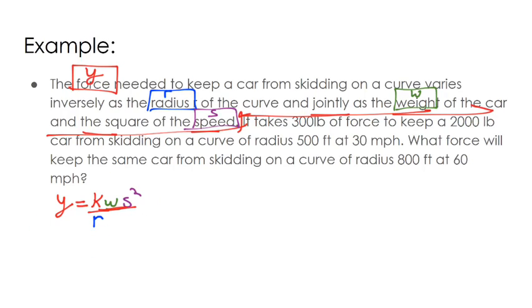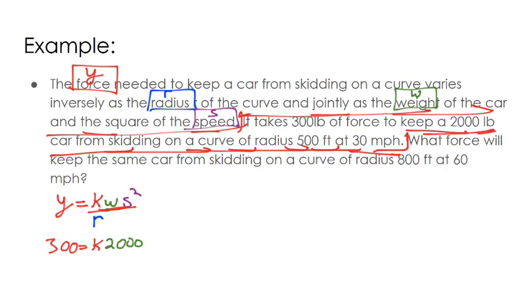Now we're moving on to the second part. It says that it takes 300 pounds of force to keep a 2,000 pound car from skidding on a curve that has a radius of 500 feet at 30 miles per hour. So it's just plug and play to figure out what our k value is. It takes 300 pounds of force, we don't know our k value, to keep a 2,000 pound car from skidding on a curve with a radius of 500 feet and at a speed of 30 miles per hour.